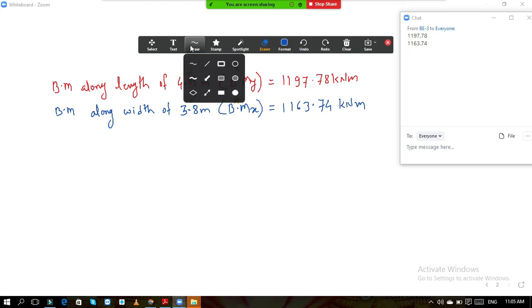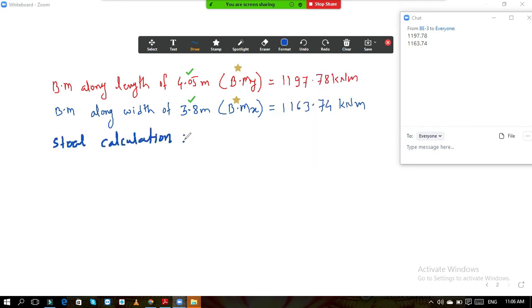So now steel calculation. So here I will give the heading steel calculation. So you know that while calculating the steel, now here we are considering the bending moment along length of 4.05 meter. Okay. So therefore our Mu, that is bending moment, here it is 1197.78 kilonewton meter.